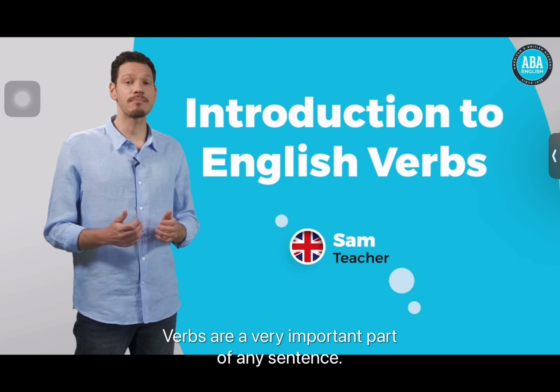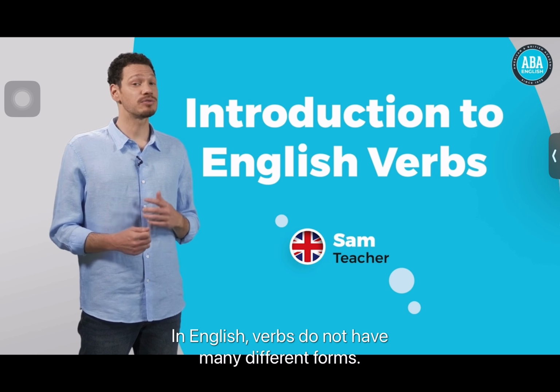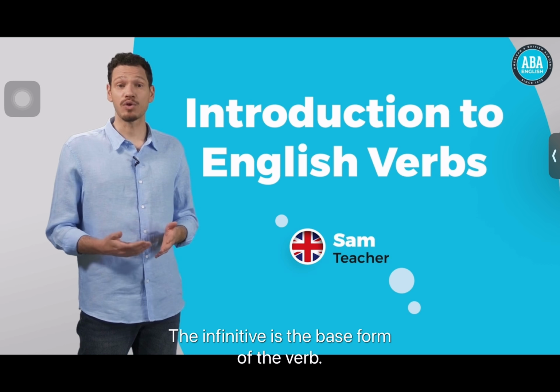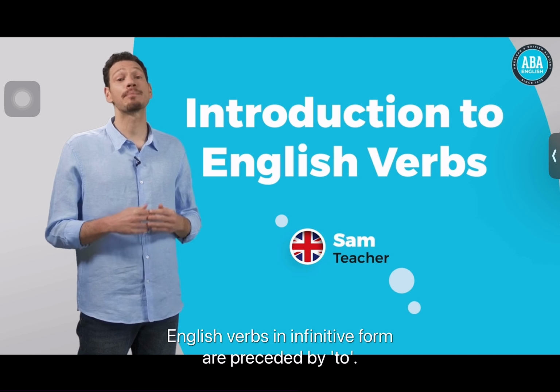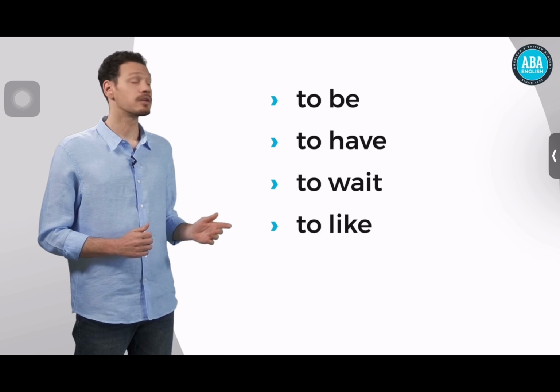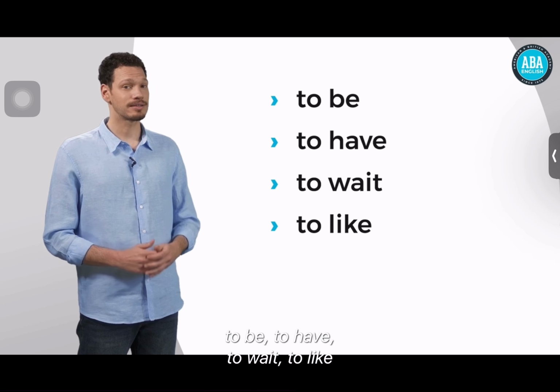Verbs are a very important part of any sentence. In English, verbs do not have many different forms. The infinitive is the base form of the verb. English verbs in infinitive form are preceded by to. For example, to be, to have, to wait, to like.